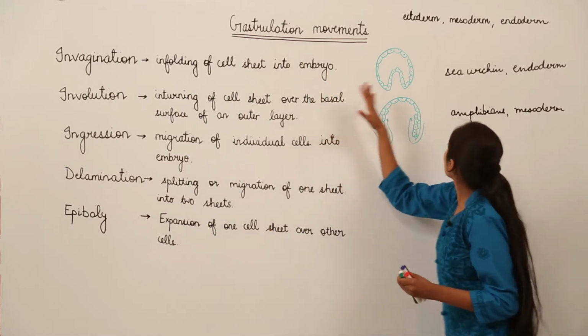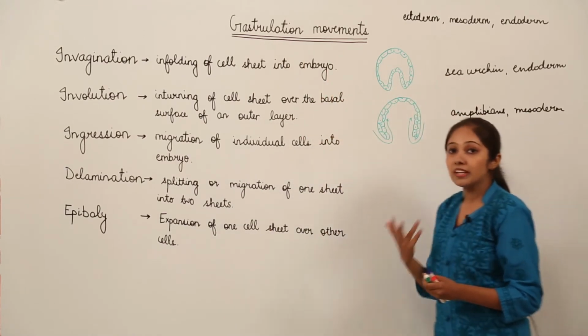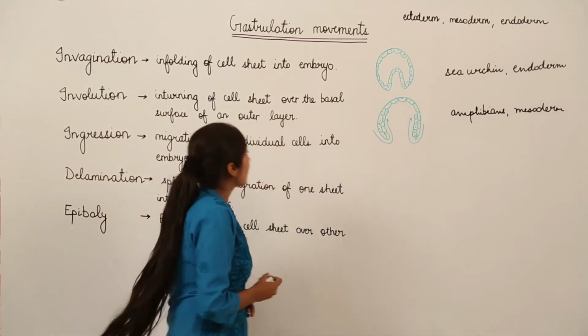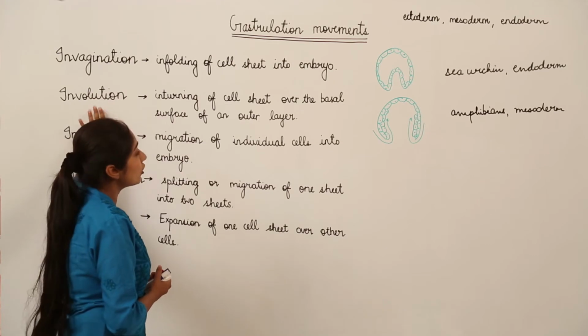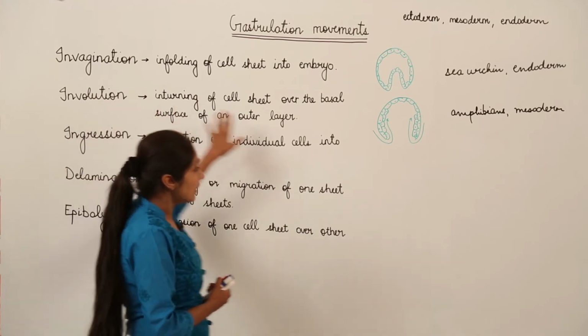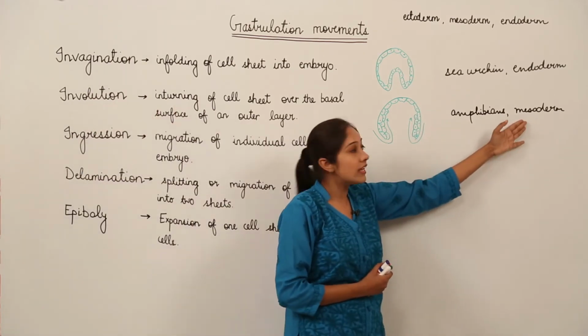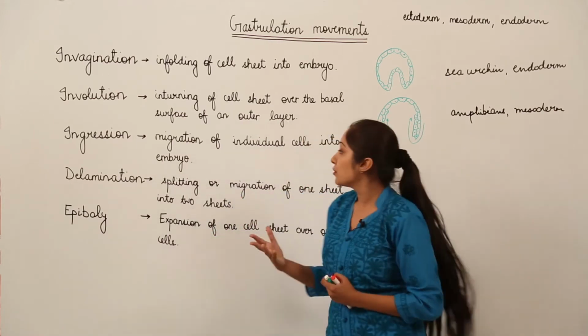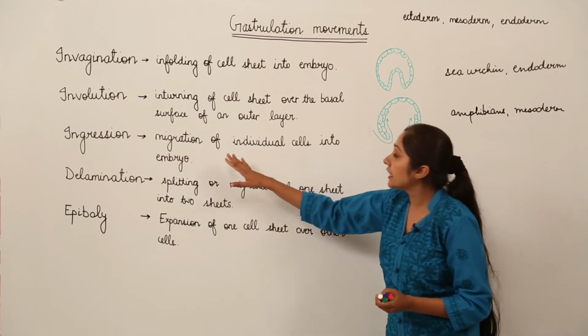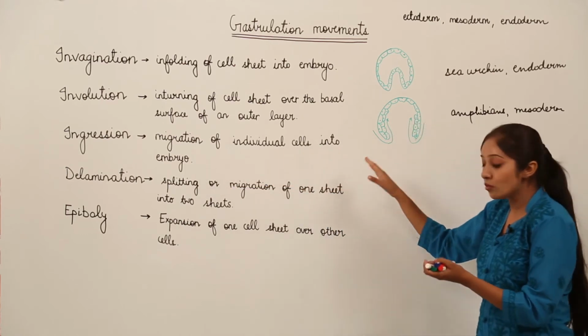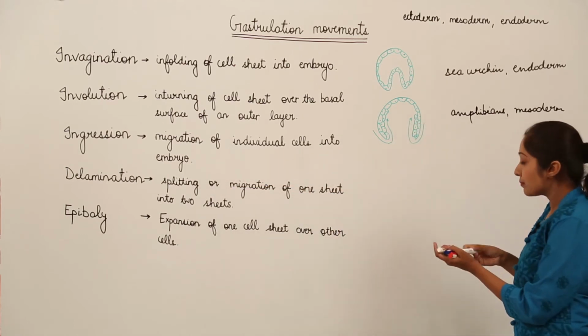In case of sea urchins, when the endoderm layer is formed, we can see the movement, that is invagination. When we talk about involution, you can see this type of movement in amphibians when this mesoderm layer is formed. Next type of movement is ingression. Okay, ingression is the migration of individual cells into the embryo. So this is very simple to draw.